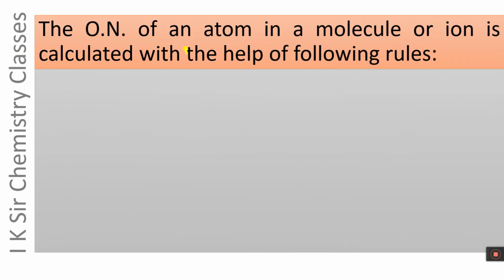The oxidation number of an atom in a molecule or ion can be calculated with the help of the following rules. There are 9 rules with the help of which oxidation number of an atom in a molecule or ion can be calculated.